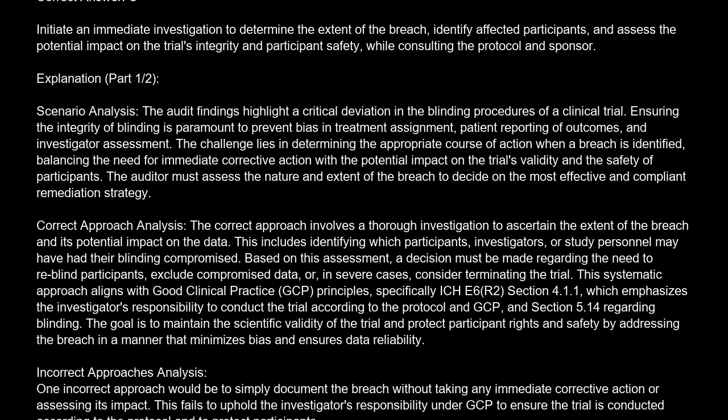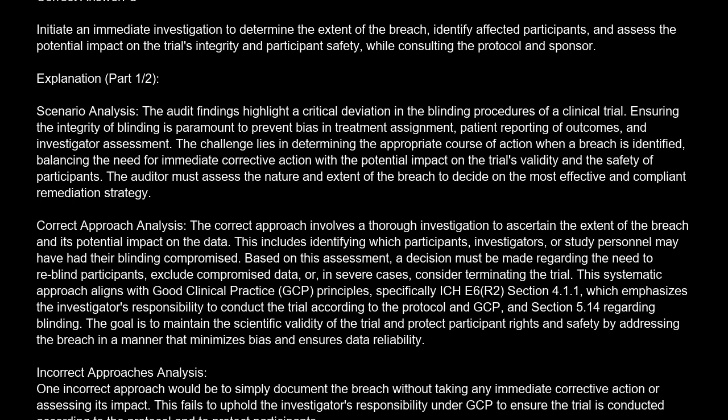The auditor must assess the nature and extent of the breach to decide on the most effective and compliant remediation strategy. Correct approach analysis. The correct approach involves a thorough investigation to ascertain the extent of the breach and its potential impact on the data. This includes identifying which participants, investigators, or study personnel may have had their blinding compromised. Based on this assessment, a decision must be made regarding the need to reblind participants, exclude compromised data, or, in severe cases, consider terminating the trial.